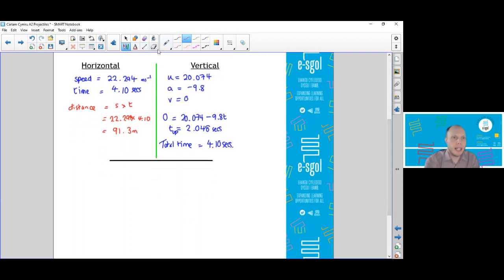So what do we have? Well, the horizontal doesn't really change. That speed we had in the first section is exactly the same. So I know the speed is still 22.294. Remember, that's constant, it doesn't change. Vertically, if I start again, U is 20.074. A is still minus 9.8. Okay, but this time we know that the time is 3 seconds.